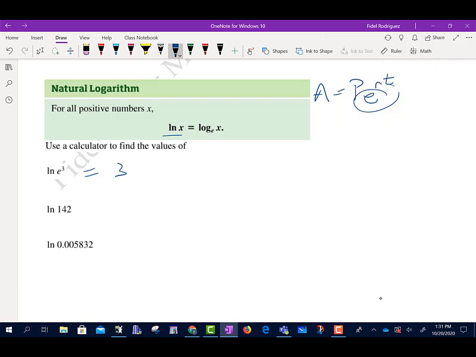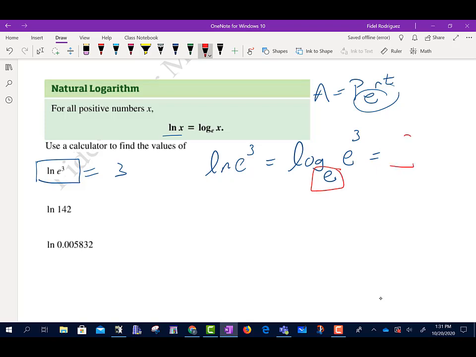Again, let's make sure we understand why this is the case. Remember, ln of e to the third is the same thing as the log base e of e to the third. So it's asking me here, e raised to what power would give me this?